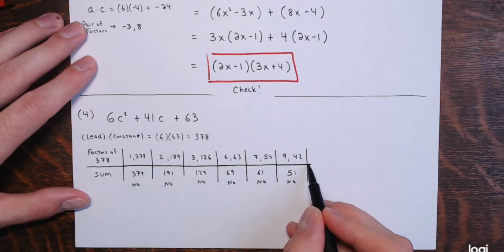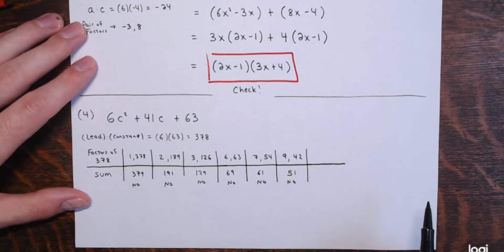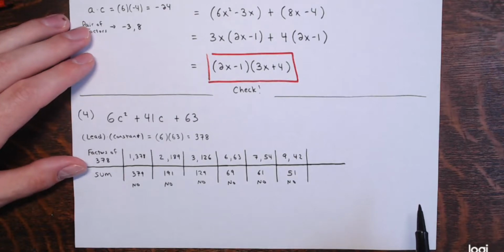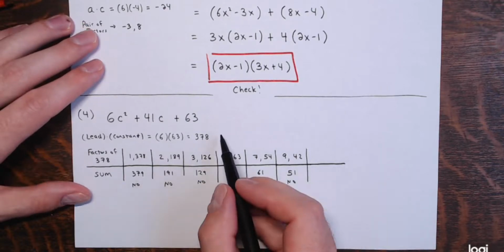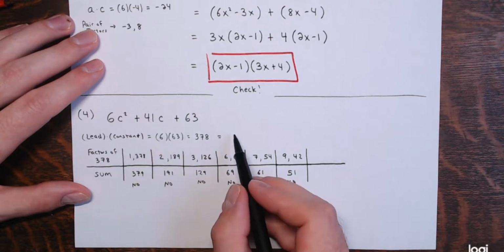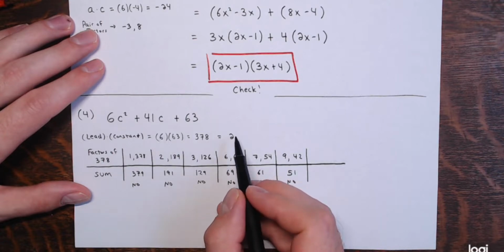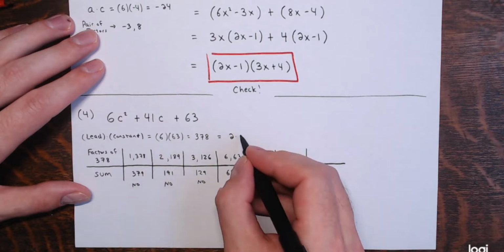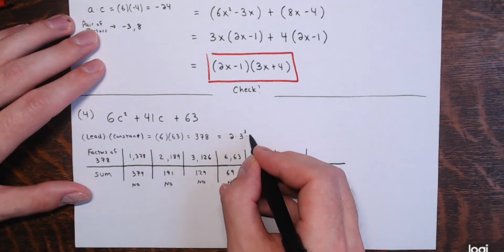Not a multiple of 10. Not a multiple of 11. Not a multiple of 12. Not a multiple of 13. I mean, because we know the prime factorization of this. This is 2 times 3 times 7 times 9. So 2 times 3 cubed times 7. Right.